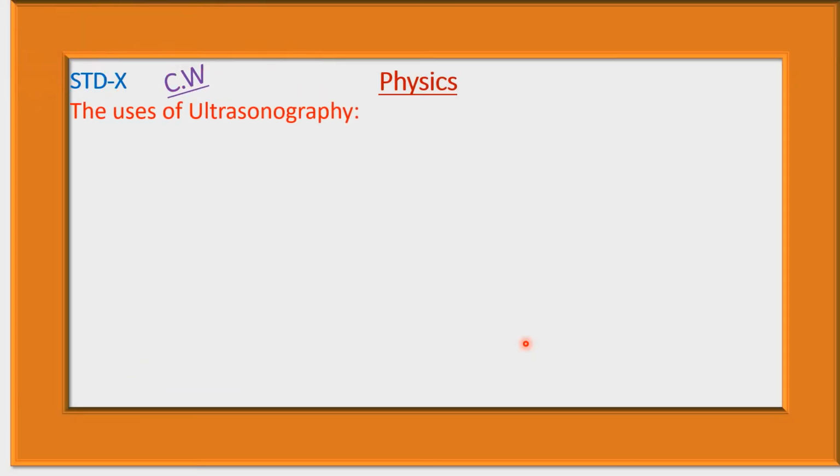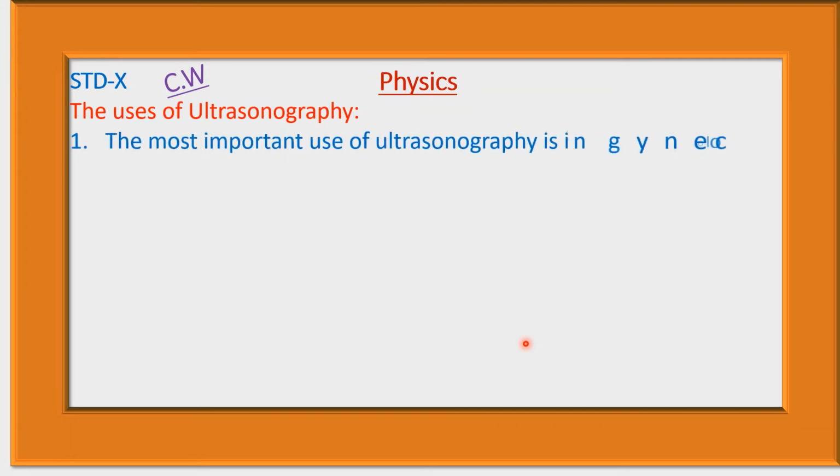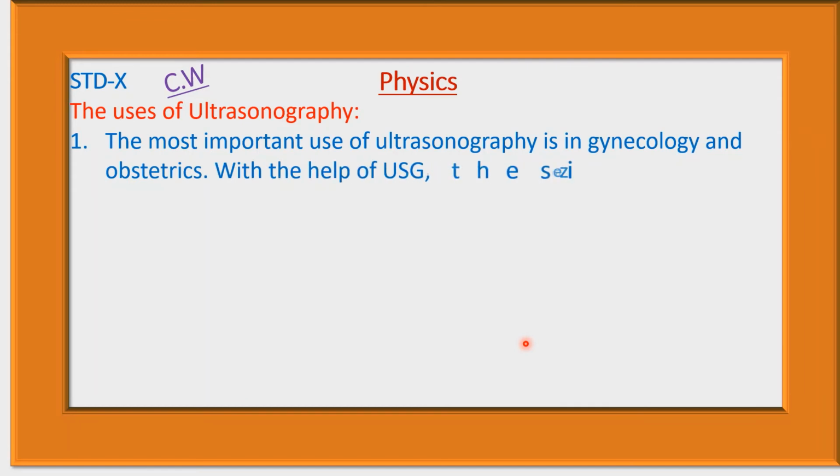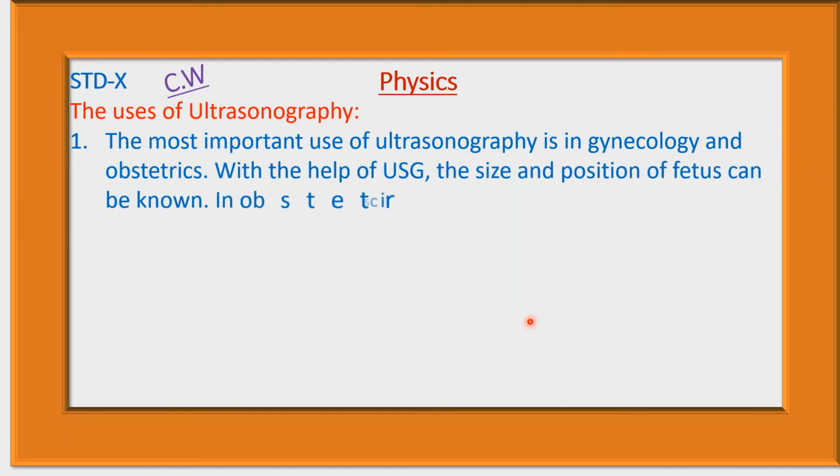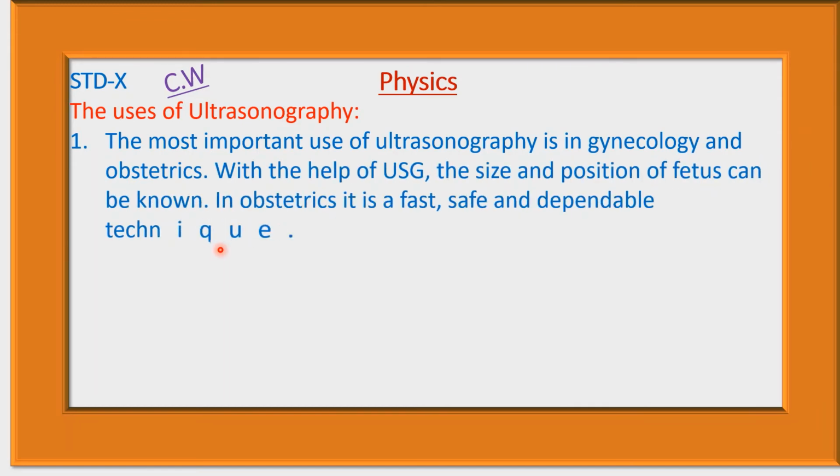The uses of ultrasonography. The most important use of ultrasonography is in gynecology and obstetrics. With the help of ultrasonography, the size and position of fetus can be known. In obstetrics, it is a fast, safe, and dependable technique.